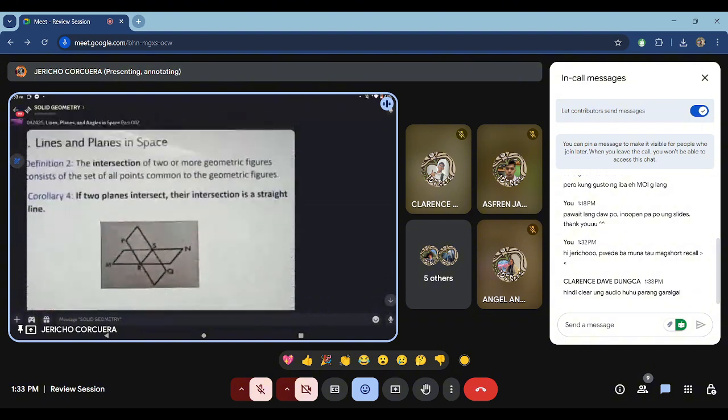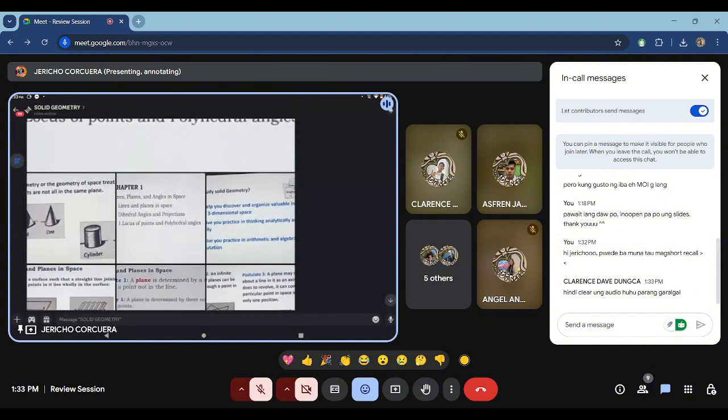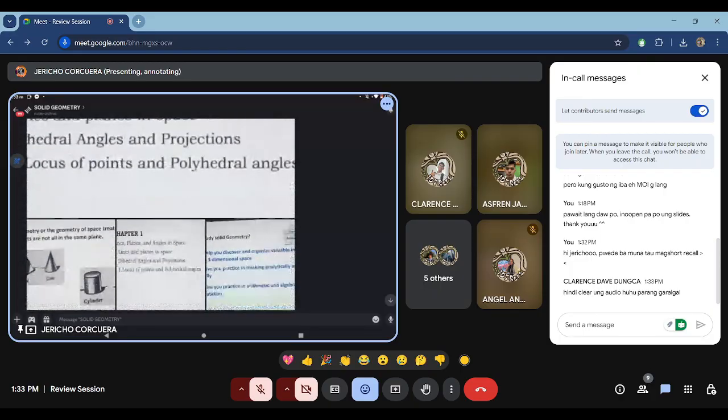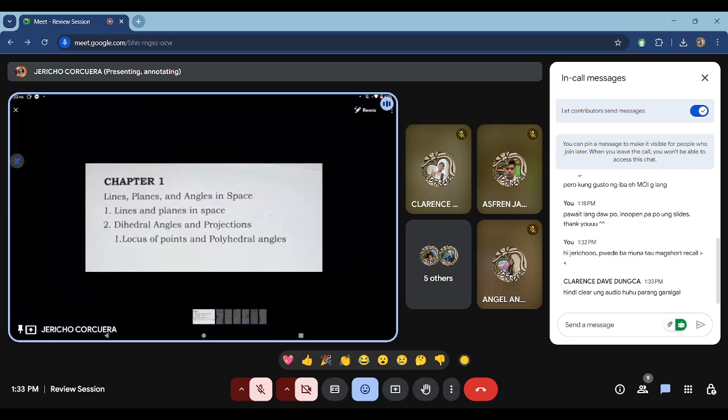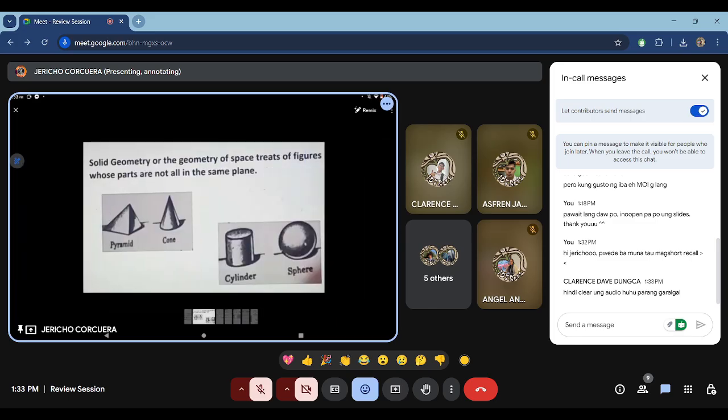The last time we started with the lines and planes in space. Ayan, dito tayo. I-recall muna natin tong lines, planes, and angles in space. Solid geometry is yung geometry in space, yung hindi siya nasa same plane. In short, meron siyang iba-ibang parts. It's not on the same plane. It can be in other parts like this one. It means it's a 3D figure if it's solid geometry. Kasi kung in the same plane, hindi plane geometry yun.